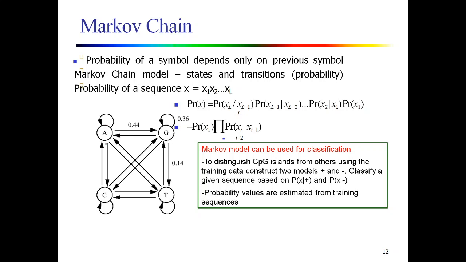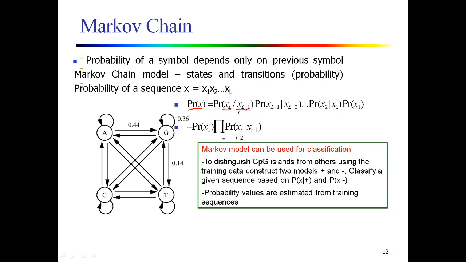Whenever the state is given, we can say the probability of that particular sequence may exist. If the sequence is given, how much is the probability of the total sequence existing, using the states and the transitions? Using this formula, the probability of x, where the sequence lies from x1 to xl, is the probability of xl given xl minus 1.